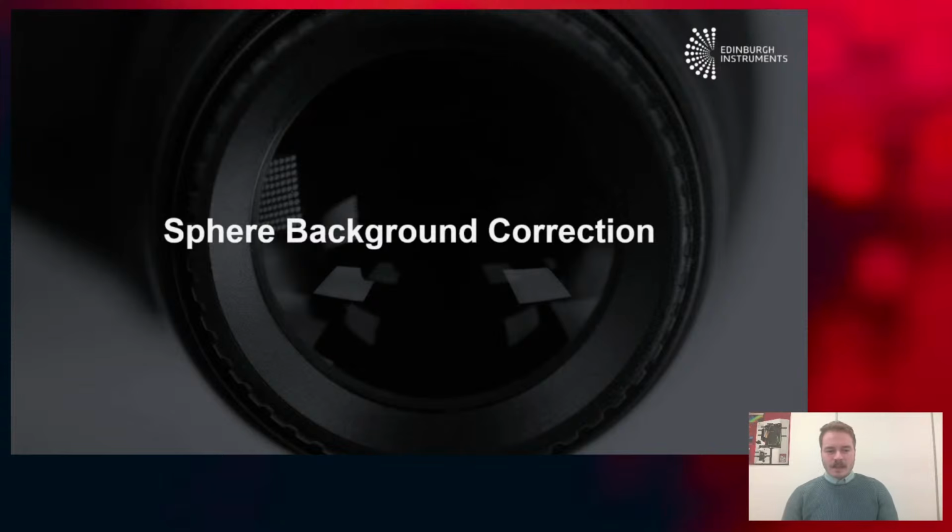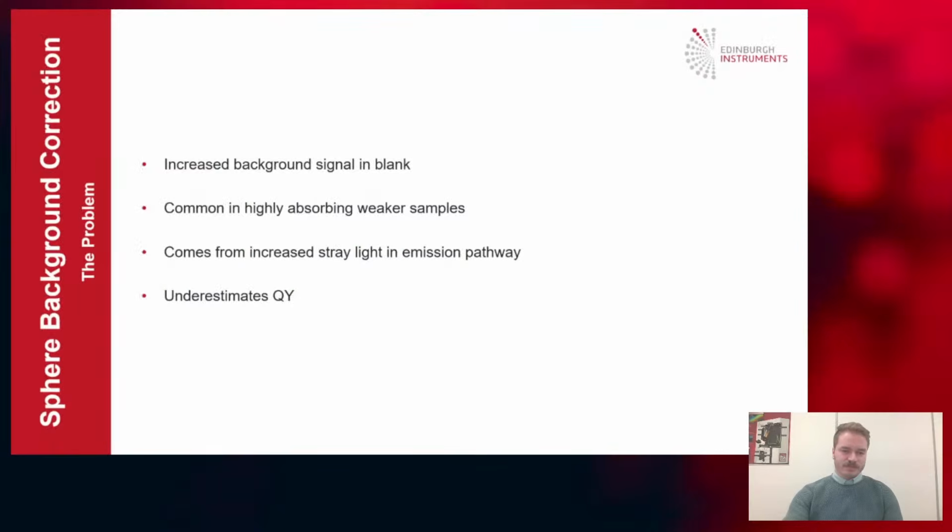Cheers, Tommy. So yeah, as Tommy described, some samples are quite weakly emitting and require really intense excitation. However, samples requiring intense excitation often lead to requiring sphere background correction. So what is the problem here? Essentially, when we require sphere background correction, it's because we see increased background signal during the blank measurement, where there should be no emission signal. It's common in highly absorbing, weakly emitting samples, and it comes from increased stray light in the emission pathway.